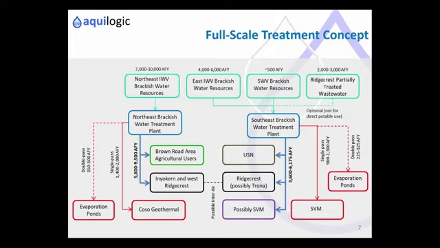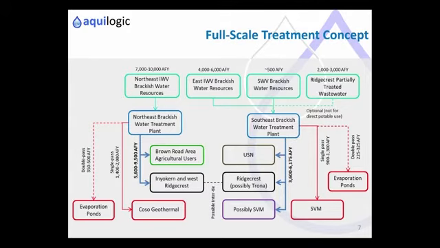A full-scale treatment concept is outlined here. The top three green boxes on the left identify where brackish groundwater resources may be within the basin. You can see we've got potential resources in the northeast, the east, and the southwest. Notionally, right now, we're looking at potentially two possible treatment plants, one in the north, one in the northeast, one in the southeast. Those particular treatment plants would feed Brown Road ag users as well as Inyo Kern and West Ridgecrest, with the brine going to Coastal Geothermal, who will willingly accept that brine as water for use in their process. The Southeast Brackish Water Treatment Plant would provide treated water to the United States Navy, Ridgecrest, possibly Trona, and possibly Sears Valley Minerals, with the brine going to Sears Valley Minerals.